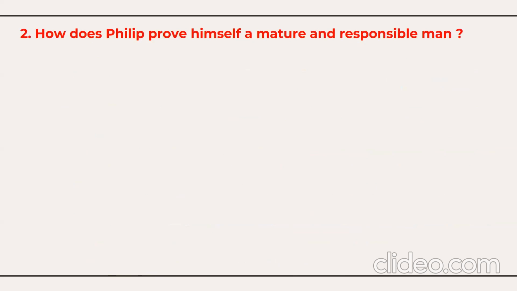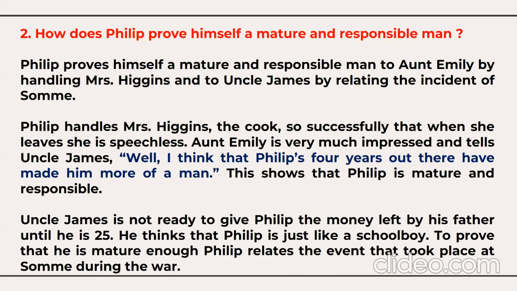Question number two: how does Philip prove himself a mature and responsible man? Philip proves himself a mature and responsible man to Aunt Emily by handling Mrs. Higgins and to Uncle James by relating the incident of Somme. Philip handles Mrs. Higgins, the cook, so successfully that when she leaves, she is speechless.